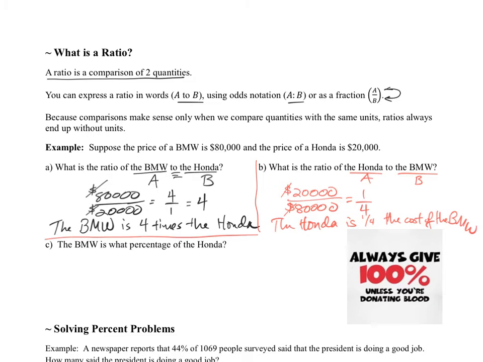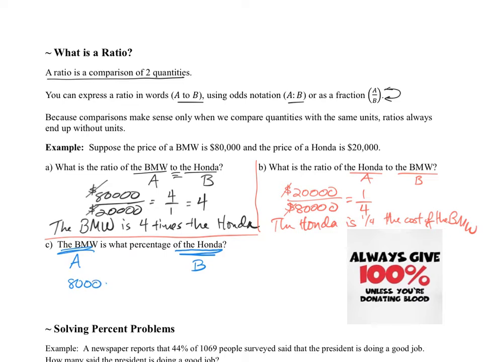So the very last piece of this that we're going to look at here is part C. The BMW is what percentage of the Honda? So in order to understand what's going on here, whatever happens after the word of, so we'll say of the Honda, that amount will go into the denominator, and whatever other piece we're looking for will go into the numerator.